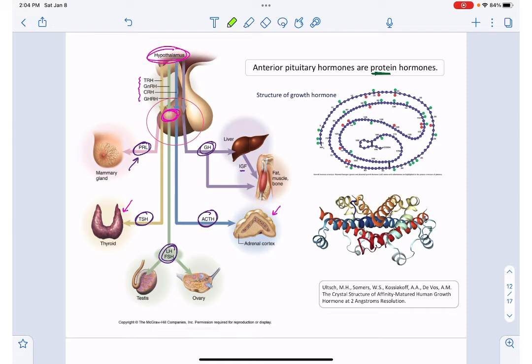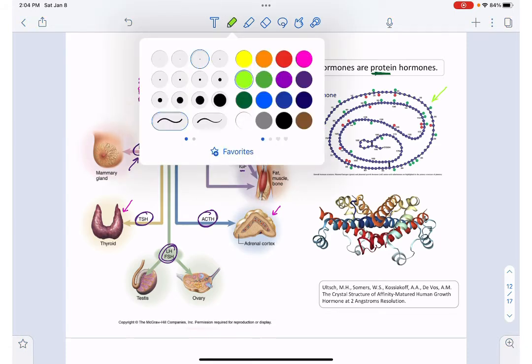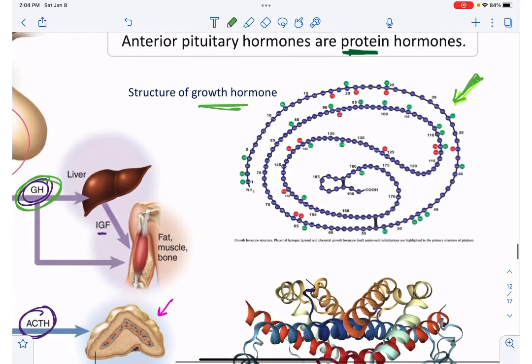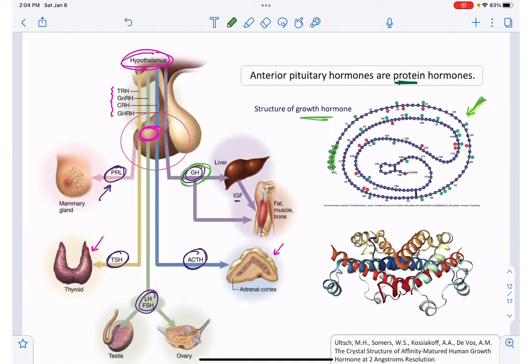And right there, we're looking at the structure of growth hormone. So here we have growth hormone that's produced by the anterior pituitary. And this is the secondary structure of it. And you can see it's made up of all of these different amino acids that are linked together by covalent bonds. So it's a string of amino acids.